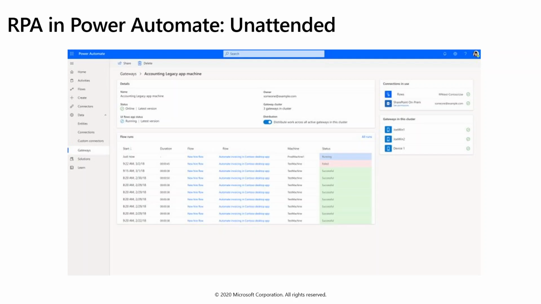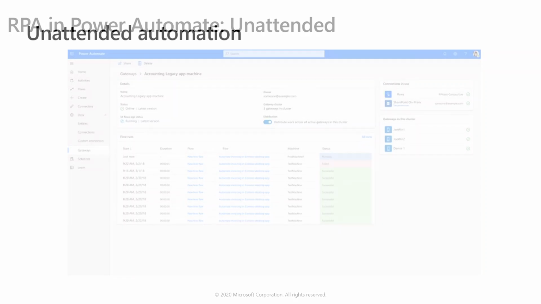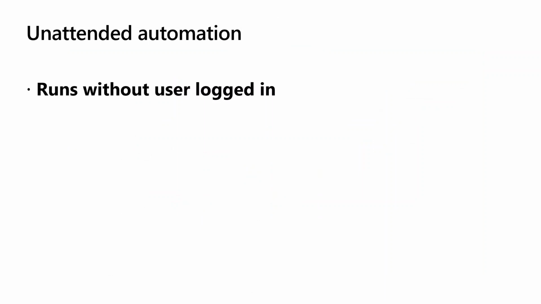So unattended automation then. Unattended automation runs without a user being logged in. So you actually specify a user to log in as, and it will just run that automation without anyone being logged in.